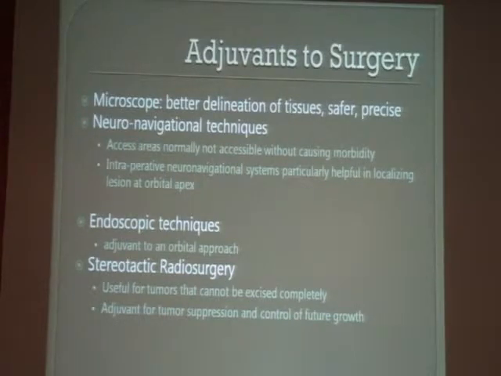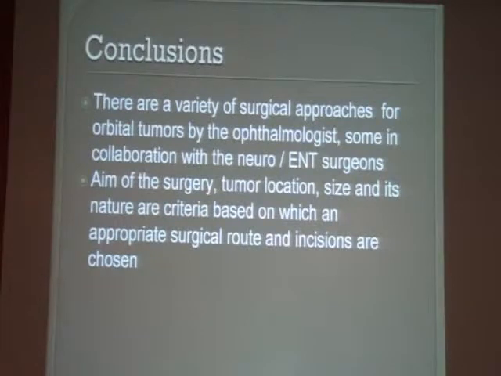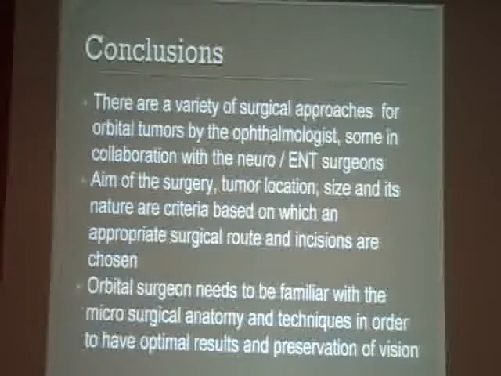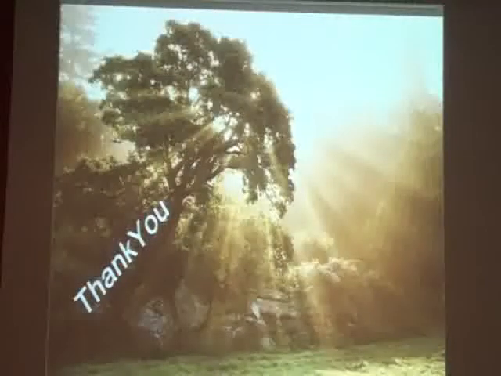So coming to the conclusions, there are a variety of surgical approaches for the orbital tumors for the ophthalmologists, some in collaboration with the neuro and ENT surgeons. Aim of the surgery, tumor location, size and its nature are criteria based on which an appropriate surgical route and incisions are chosen. The orbital surgeon needs to be familiar with the microsurgical anatomy and techniques in order to have optimal results and preservation of vision. Thank you.